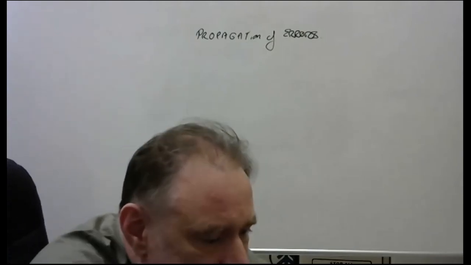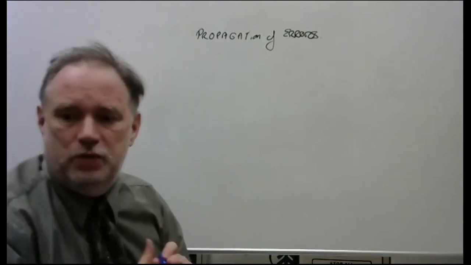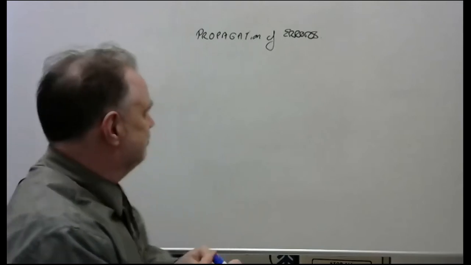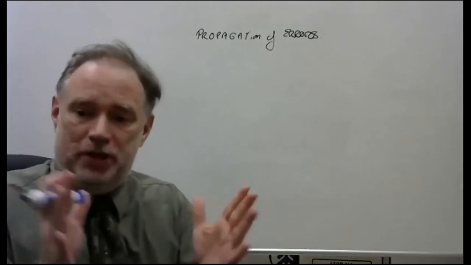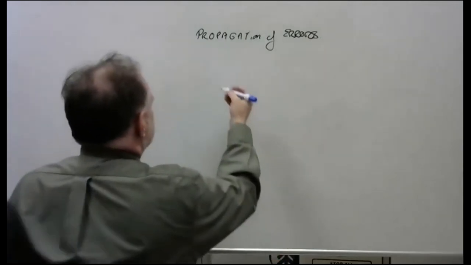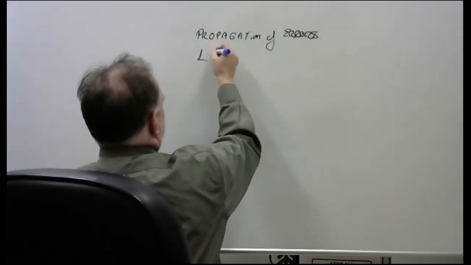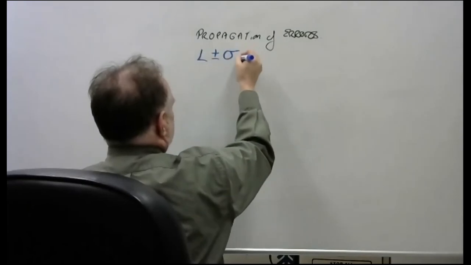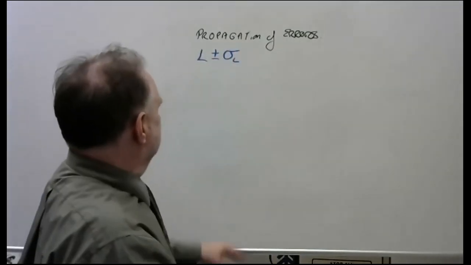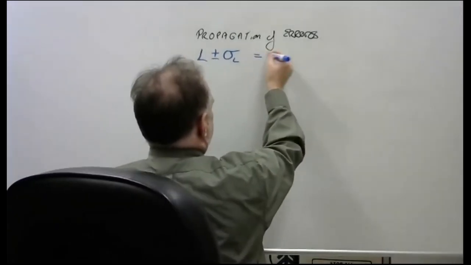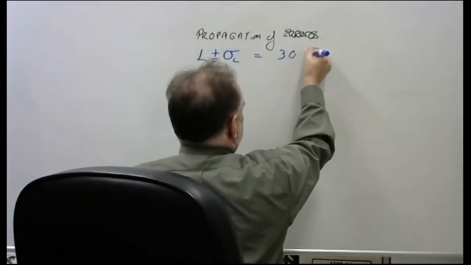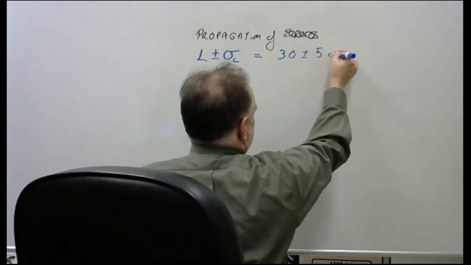Last week, we learned how to deal with multiple measurements of an item, where you take multiple measurements of something and you find the length plus or minus, and then how to find an uncertainty in that length. So let's say that we did that and we came up with 30 plus or minus 5 centimeters. Okay?